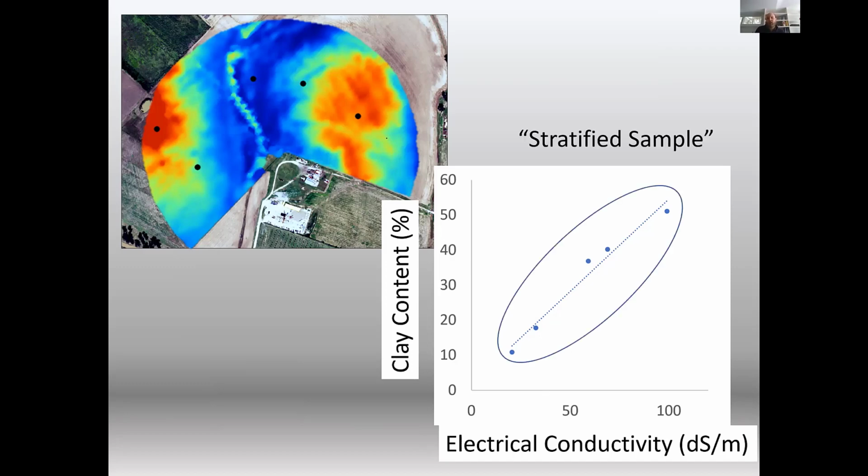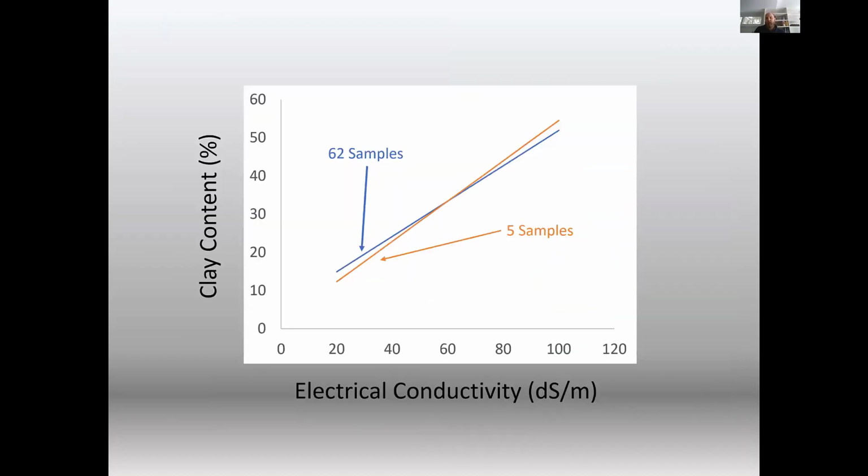So as long as we collect our samples in a sort of stratified approach, we end up with reasonable predictions of those soil properties. And again, we can compare a larger sample, 62 samples in the original exercise, with a subsample of 5 samples. And those lines are statistically identical. The slopes and intercepts are not statistically significantly different from each other.